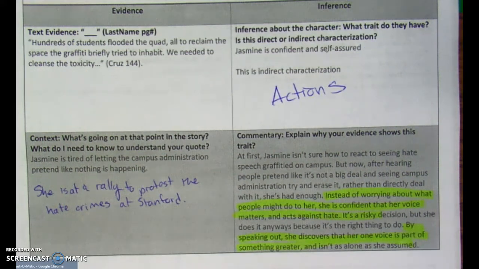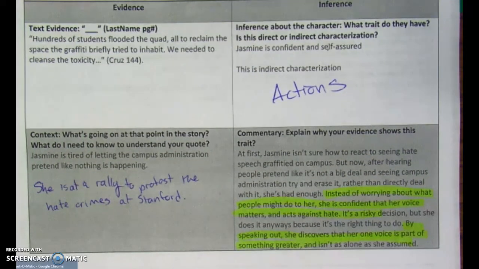So this is what you're doing today. You're finding examples of character traits in your story. You're going to fill out these little charts telling me the evidence, the context where it comes from in the story, what the trait is, and whether that's an indirect or direct characterization. And in the commentary, you're connecting it, not only explaining what the trait is, but you're connecting it back to the conflict or the resolution.